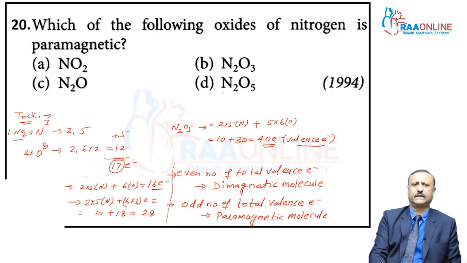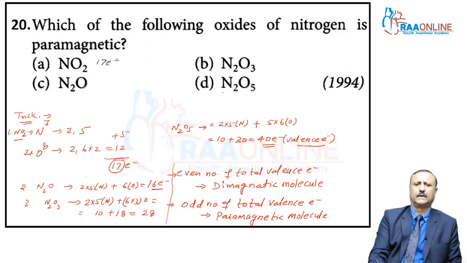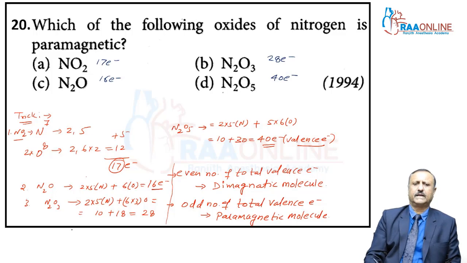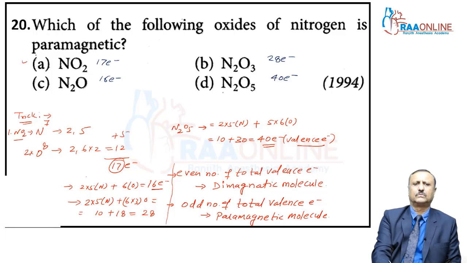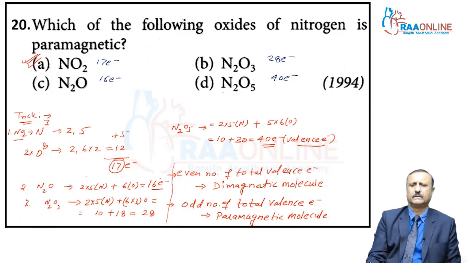Here NO2 has 17 electrons, my dear students. Here N2O has 16 electrons. N2O3 has 28 valence electrons. And N2O5 has 40 valence electrons. So my dear students, only one molecule has an odd number of electrons, that is NO2. So this molecule is paramagnetic in nature, and this is the trick. You can also call it the Avasthi trick.